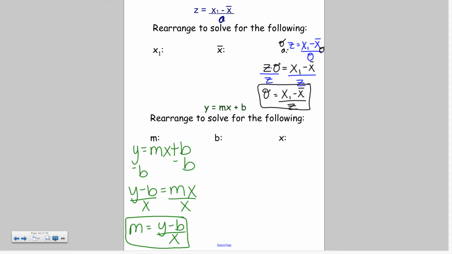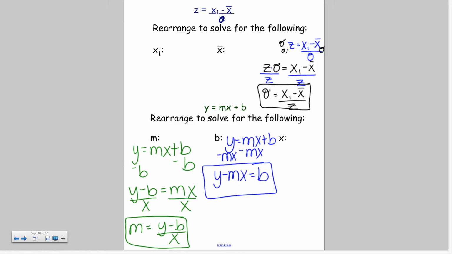All right, next one. Y is equal to mx plus b. All right, first thing we need to do, move mx. So y minus mx is equal to b. And that one is finished. One more.